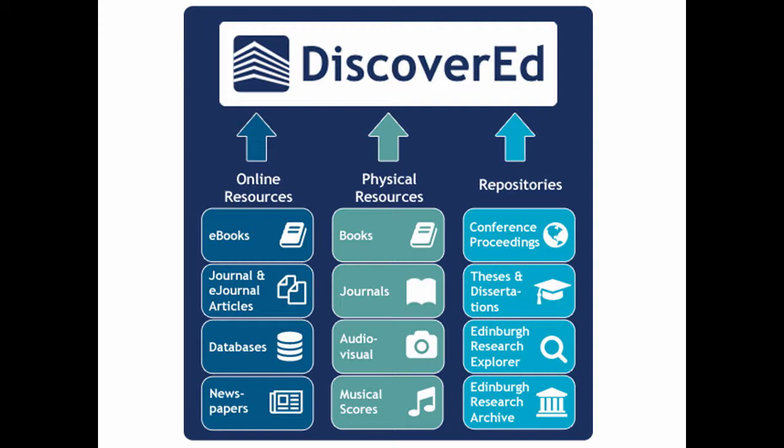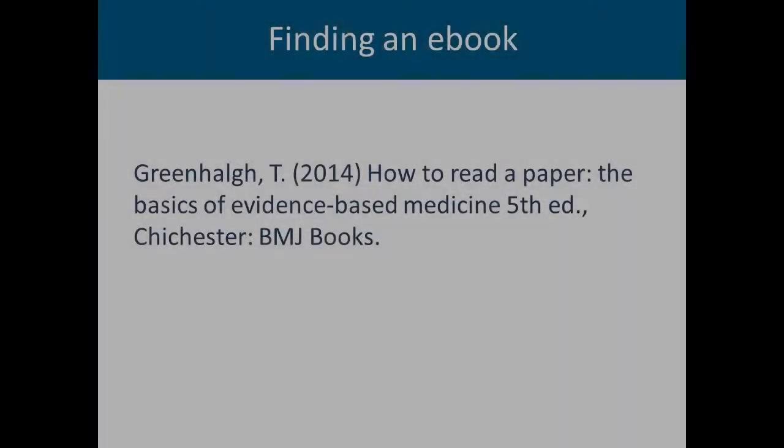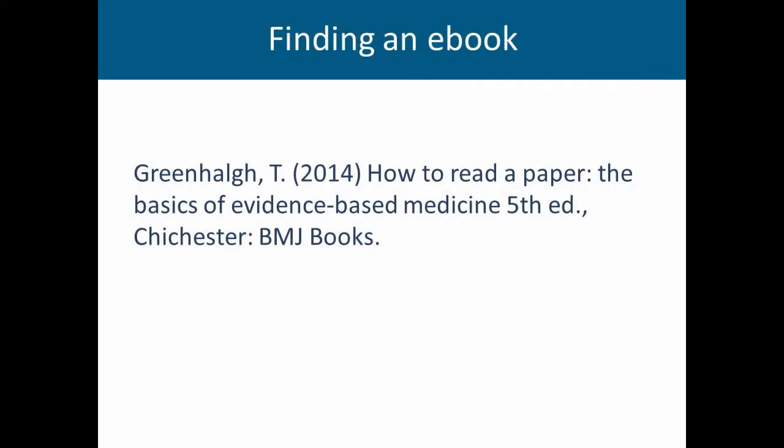Next, let's do a few simple searches together to see how best to take advantage of the library holdings as an online or distance learner. Let's say you've been tasked with finding this ebook in the library. The author is Greenhalgh. The title is How to Read a Paper, The Basics of Evidence-Based Medicine. It's the 5th edition. It was published in 2014 by BMJ Books.